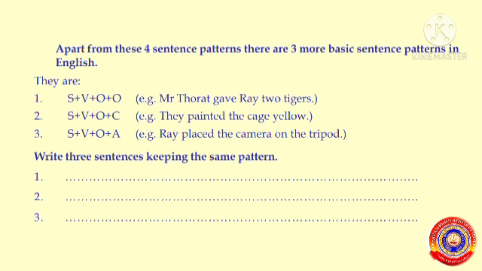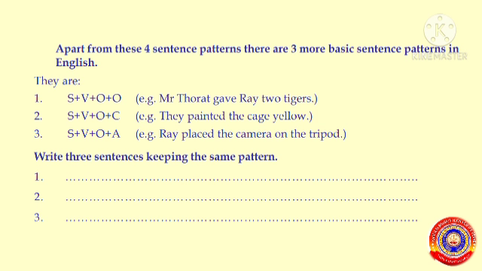Apart from these 4 sentence patterns, there are 3 more basic sentence patterns in English. They are the SVOO pattern, SVOC pattern, and SVOA pattern. Examples are also given there. SVOO means subject plus verb plus object plus object. Mr. Thorat gave Ray 2 tigers. Mr. Thorat is the subject, gave is the verb, Ray is an object, 2 tigers is also an object.